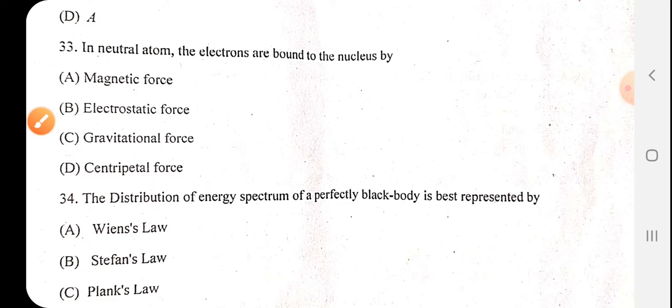Now question number 33 is given: in the neutral atom, the electrons are bound to the nucleus by which kind of forces.